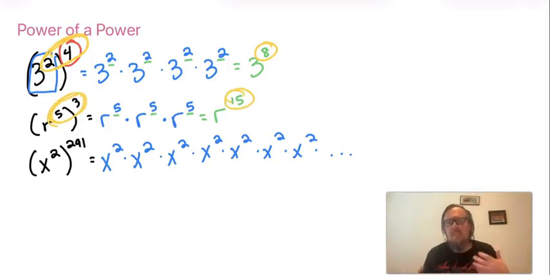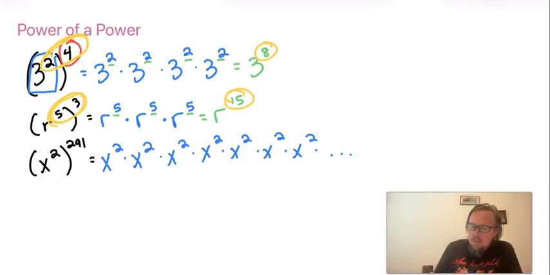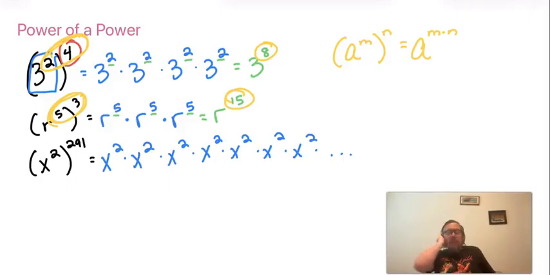So what's the shortcut? What's the rule for power of a power? We multiply the exponents. And so I believe the generally accepted math formula looks like this. If you have one base raised to 2 powers, you multiply the powers together. Looks pretty good.